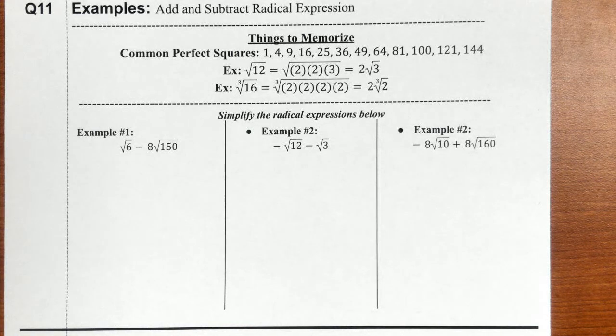Question number 11 wants us to add and subtract radical expressions, or add and subtract square roots. When we're doing this question, we're going to do it similar to how we did question 10. But in this case, we're adding and subtracting, not multiplying and dividing. This one is going to be a little bit more tricky, so make sure you follow all of my different steps.